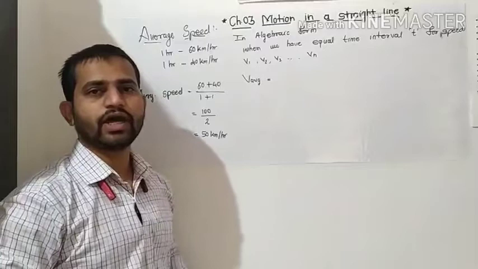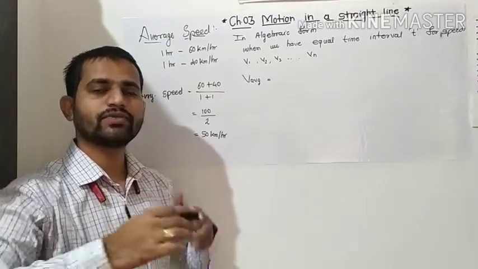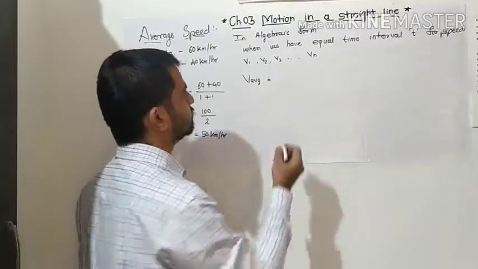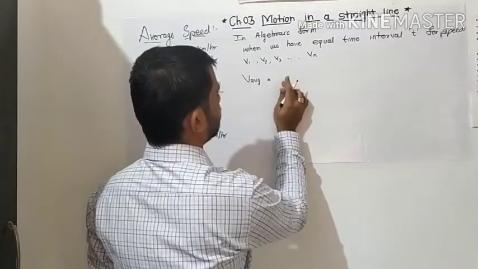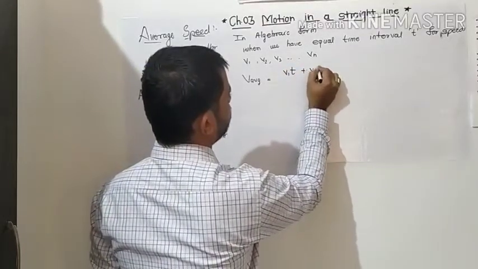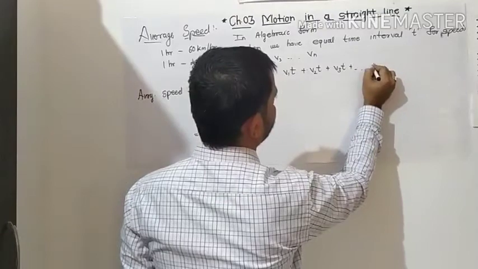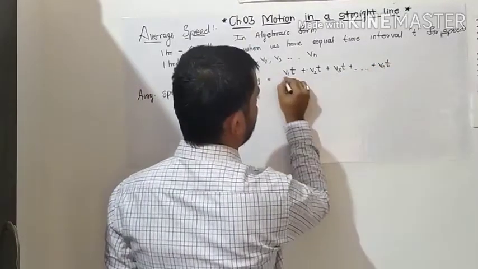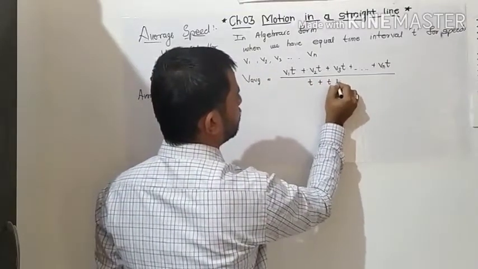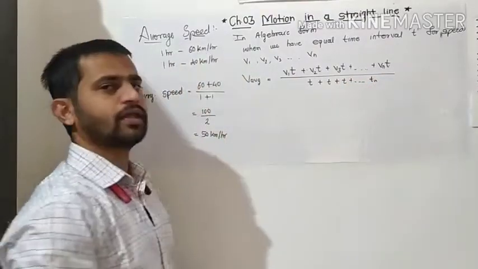We have the equal time interval. We don't know about the distance. Then in that case, we have to convert our equation of the average velocity in terms of the time. So we can write here as v1 into t plus v2 into t plus v3 into t plus up to vn into t upon t plus t plus t plus up to tn.